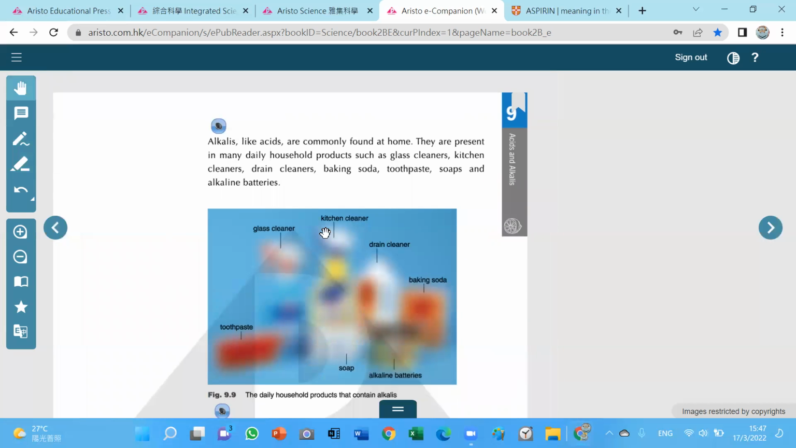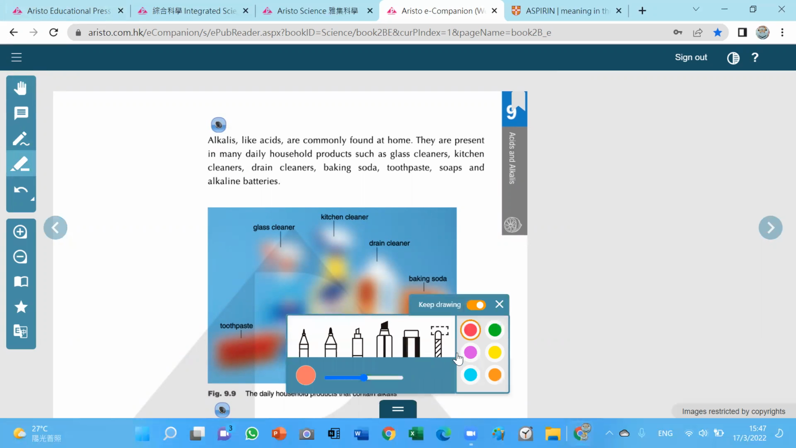Okay. So alkalis, like acids, are also commonly found at home. They are present in many daily household products such as glass cleansers, kitchen cleansers, drain cleaners, baking soda, toothpaste, soap, and alkaline batteries.